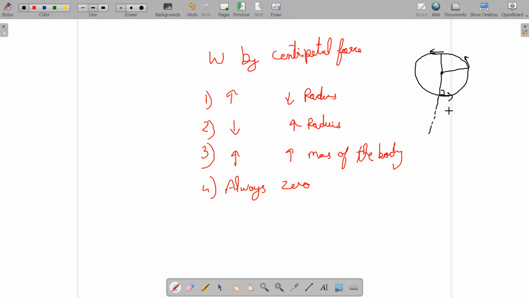So what is the angle between the centripetal force and the displacement? 90 degrees. It is perpendicular, always 90. So then what will be the work done? 0. Yes, 0. F into D cos theta. Theta is 90. F D cos of 90 becomes 0.